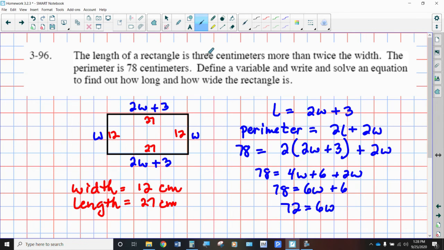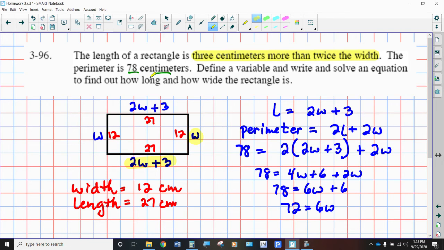The length of a rectangle is 3 centimeters more than twice the width. The perimeter is 78 centimeters. All right, so 3 centimeters more than twice the width, so that would be this expression right there. So we know we've got a width and then 3 more than twice the width.